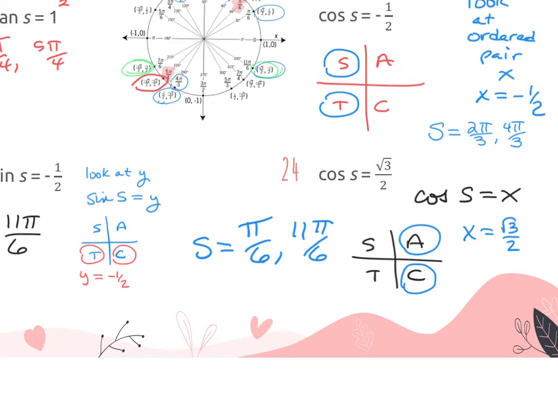Now, I'm going to add some information to this to help you understand maybe a tangent or a reciprocal. Because when it's sine and cosine, it's super easy. You're just looking at the ordered pairs that are there. But let's say instead they asked us to find cosine.